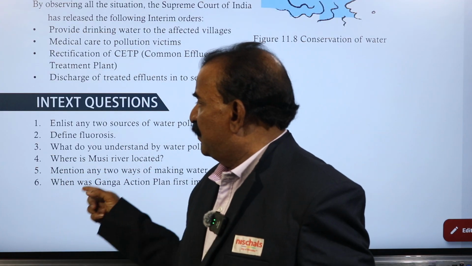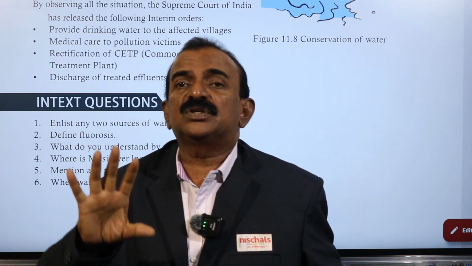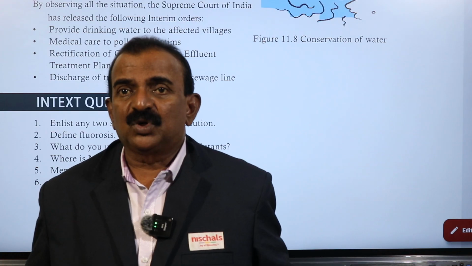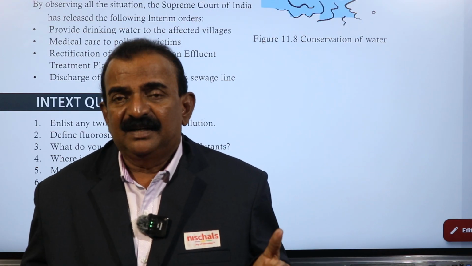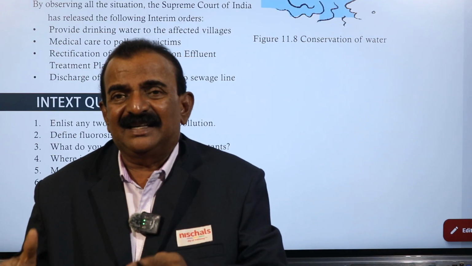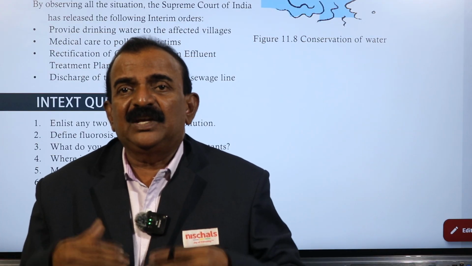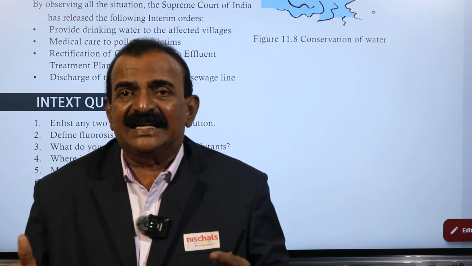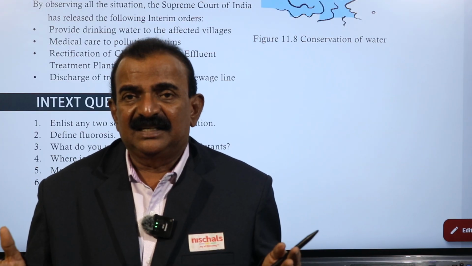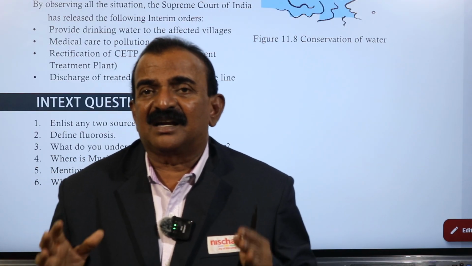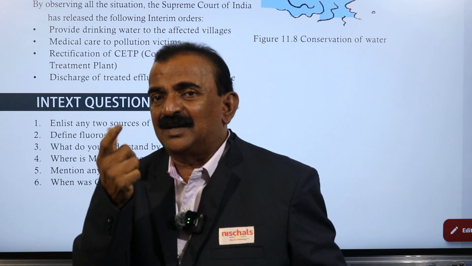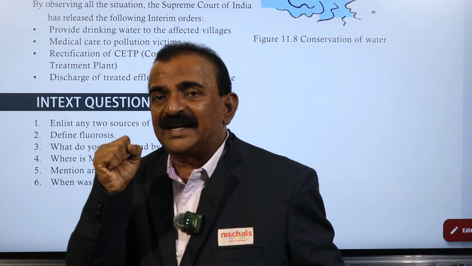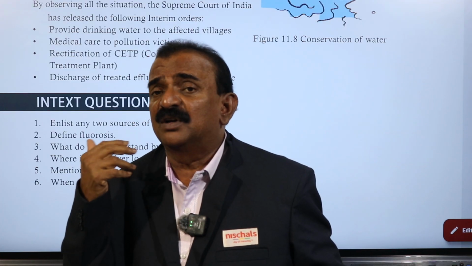Next, define fluorosis. Fluorosis is a disease. When the fluoride content in the soil is increased, and fluoride is dissolved in the water, if we drink that water, one will get skeletal diseases, and these skeletal diseases are called fluorosis, and the teeth become yellow in color. That is the prominent visible character we observe in a person suffering with fluorosis.